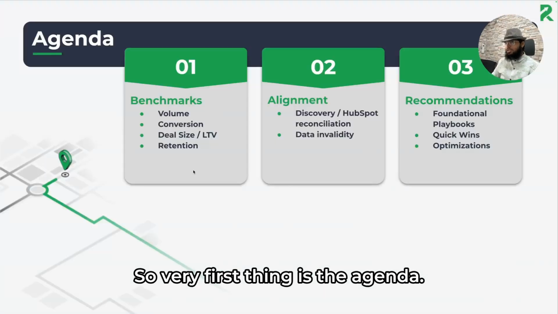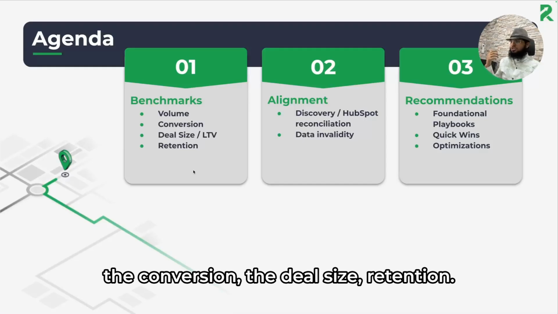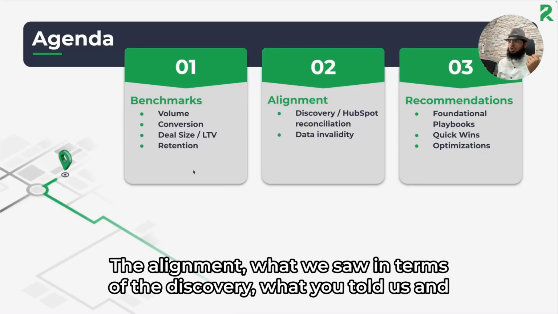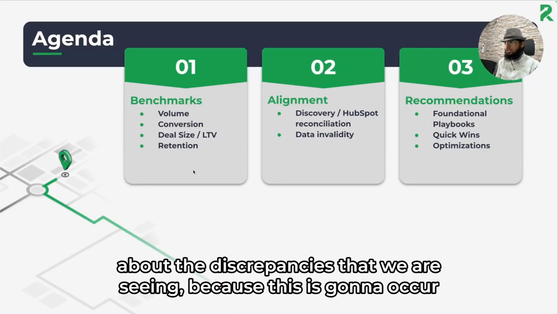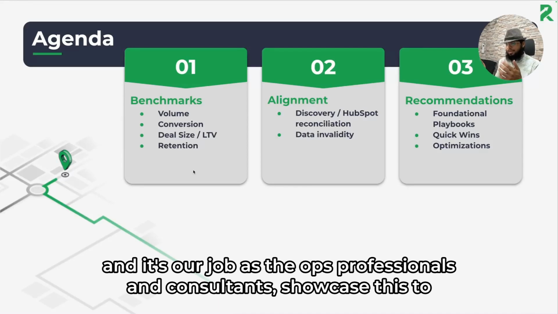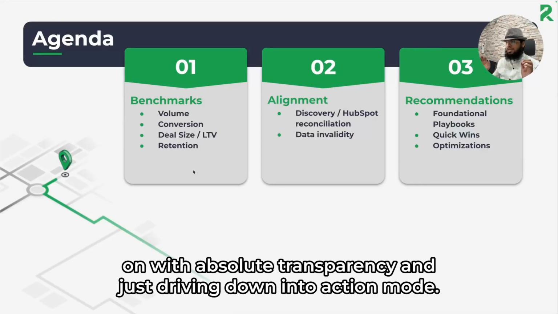So the very first thing is the agenda. We want to talk about the benchmarks. Within that, the volume, the conversion, the deal size, retention, the alignment, what we saw in terms of the discovery, what you told us and what HubSpot told us, and then the data reconciliation. So how do we think about the discrepancies that we are seeing, because this is going to occur. And it's our job as the ops professionals and consultants to showcase this to you, create visibility for you, and then we can move forward from there with absolute transparency and just driving down into action mode.